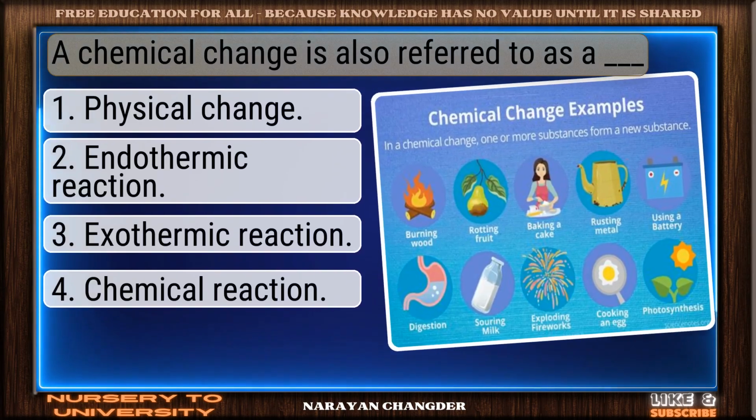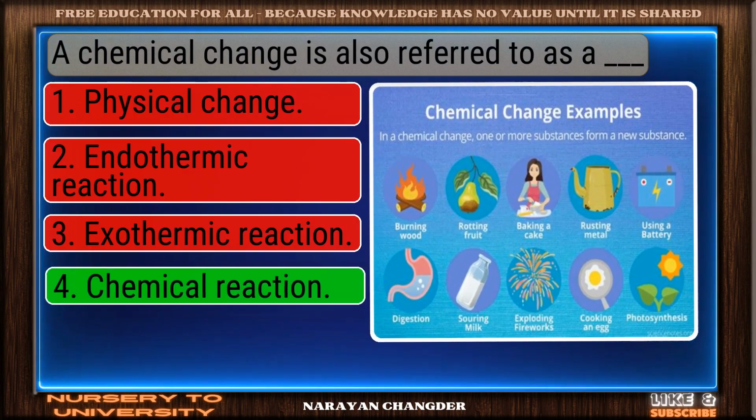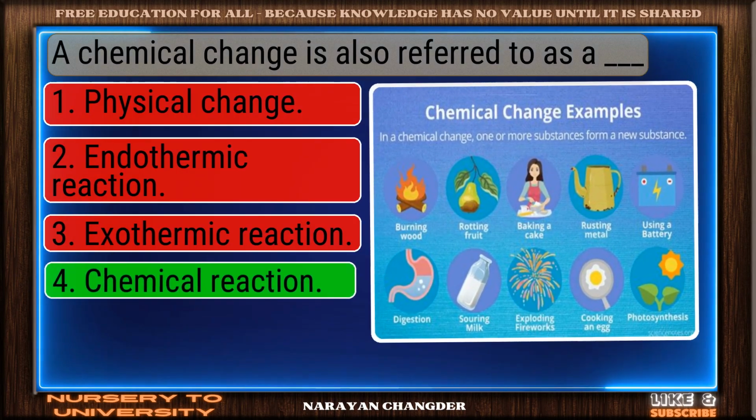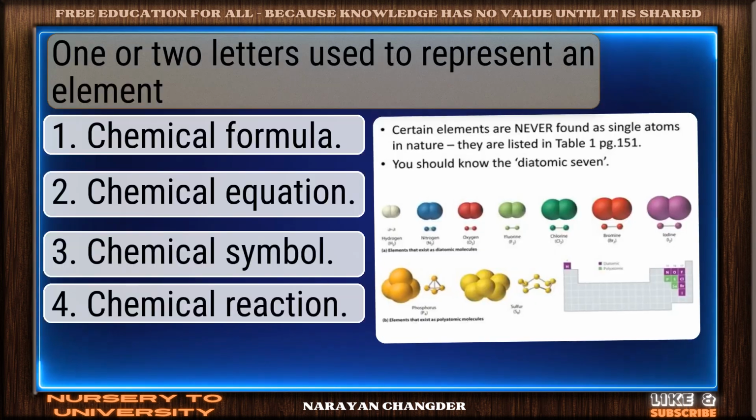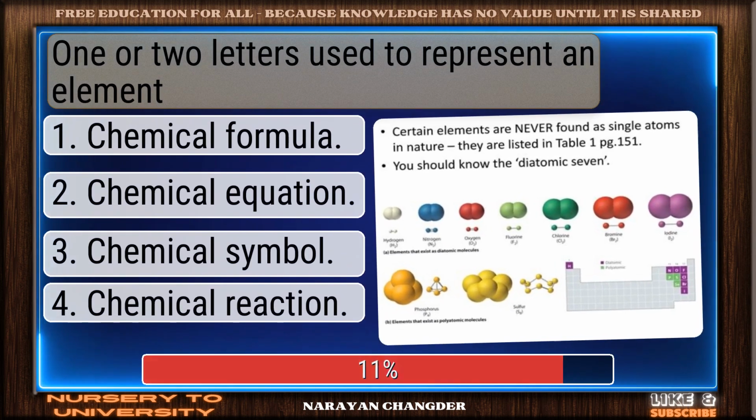A chemical change is also referred to as a dash. On track. Chemical reaction is the correct answer. 1 or 2 letters used to represent an element.